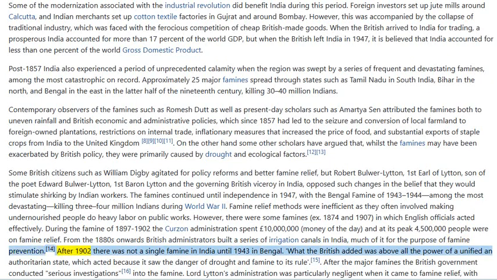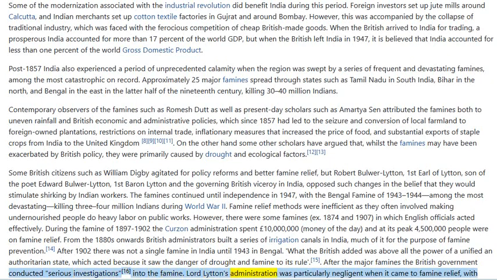After 1902, there was not a single famine in India until 1943 in Bengal. What the British added was above all the power of a unified and authoritarian state, which acted because it saw the danger of drought and famine to its rule. After the major famines, the British government conducted serious investigations into the famine.